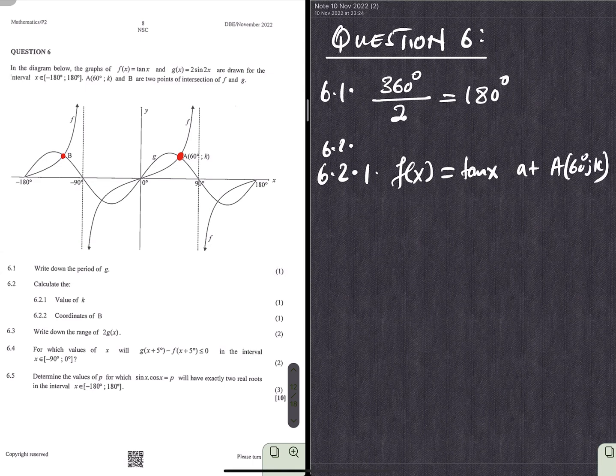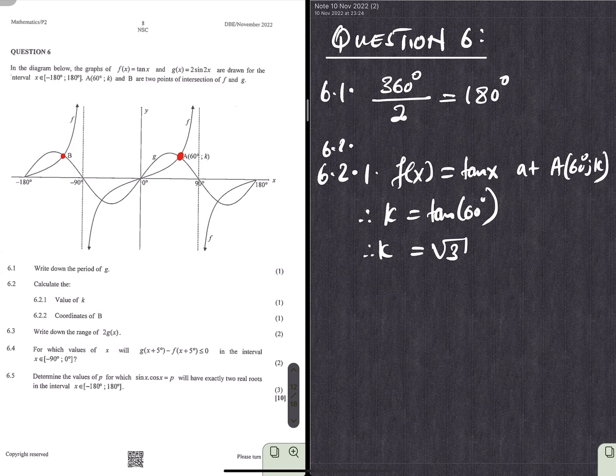Check something. If I take this point and put it just right here, it's going to give me the K. Remember that K is the y value of that point. So I'm going to put it here because this point passes through f and g. Therefore, K is equal to tangent of that angle, which is 60 degrees, and this tells me that this is going to be the square root of 3. That is the value of K. This is how far you can go with it.